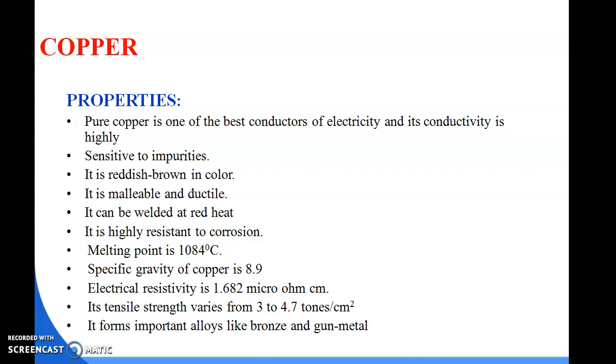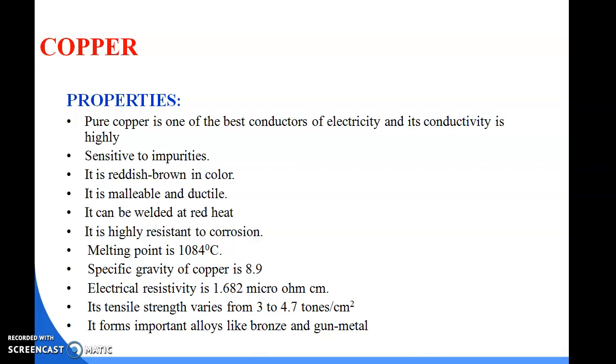It can be welded in red heat, and it is highly resistant to corrosion. Its melting point is 1084 degrees centigrade. The specific gravity of copper is 8.9, and its electrical resistivity is 1.682 micro ohm cm. The tensile strength varies from 3 to 4.7 tons per cm square. It forms important alloys like bronze and gunmetals.